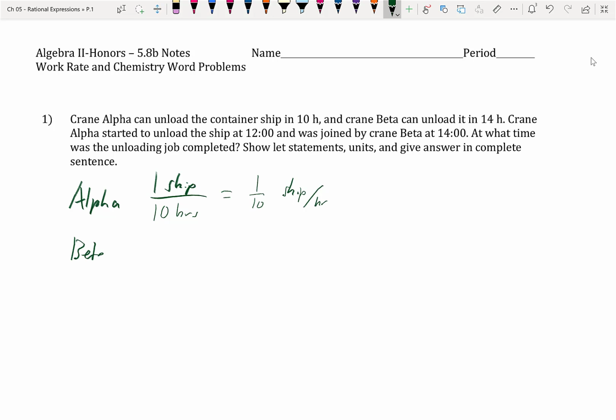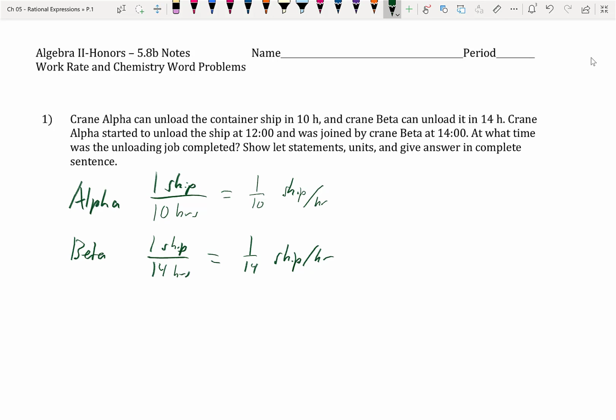Beta, then, we can do the same thing. One ship, 14 hours, or 1/14 ship per hour. So that's how fast it can do it. Next, we have how long it actually works.